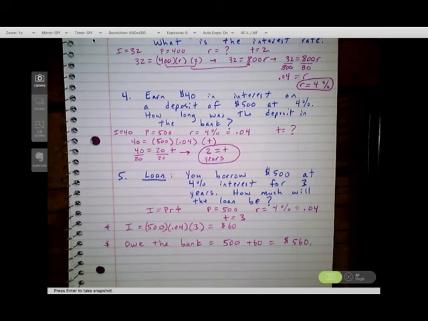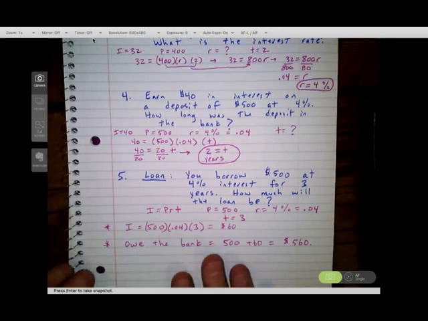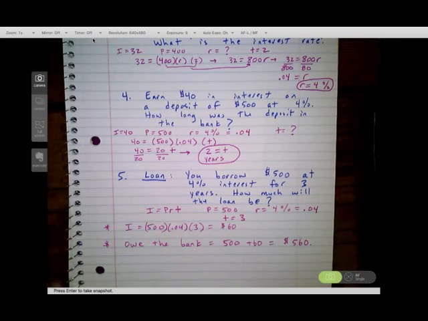Well, banks don't give you money for free, unfortunately. So again, this is simple interest. There's other kinds of interest that you'll run into when you take math in high school. But for now, this is a good starting place just to help you understand the concept of interest a little bit better. Okay, I hope that's all right.